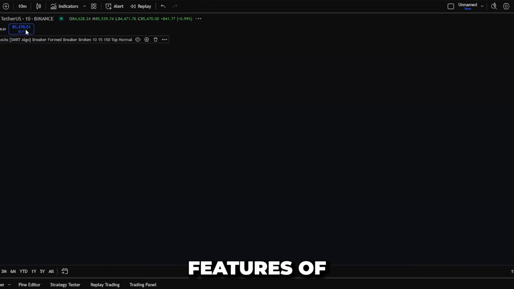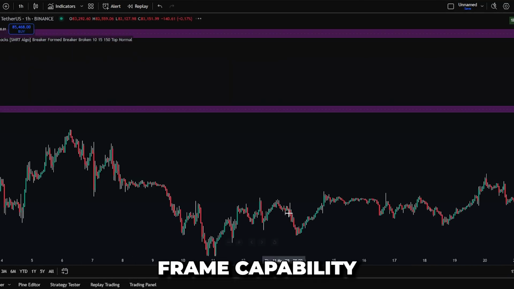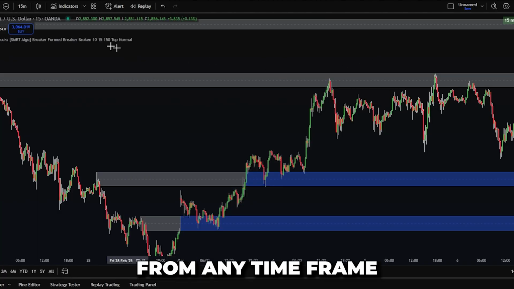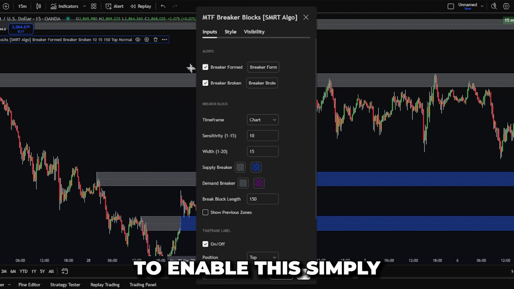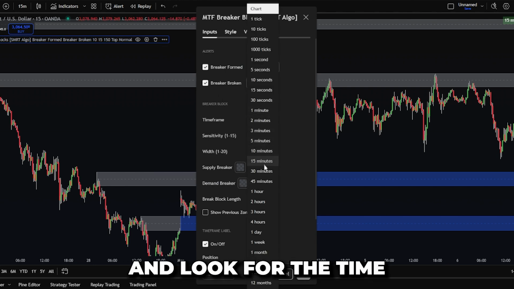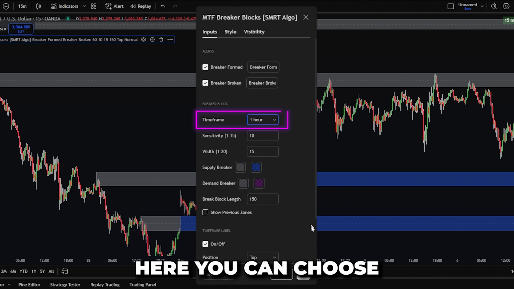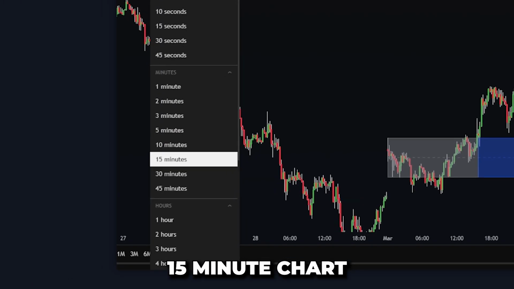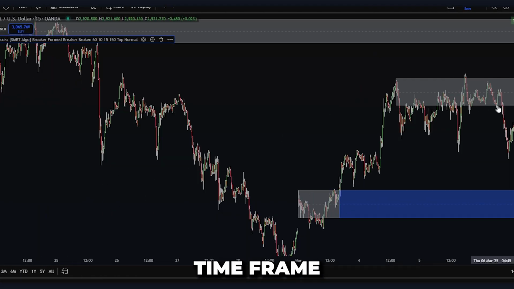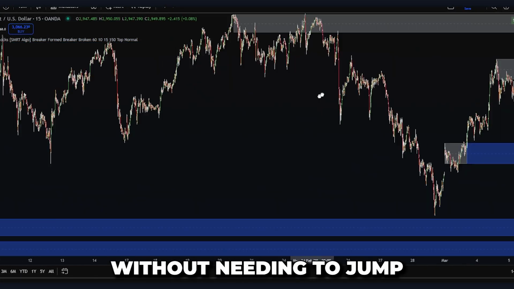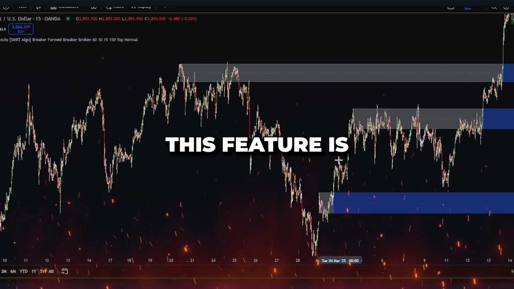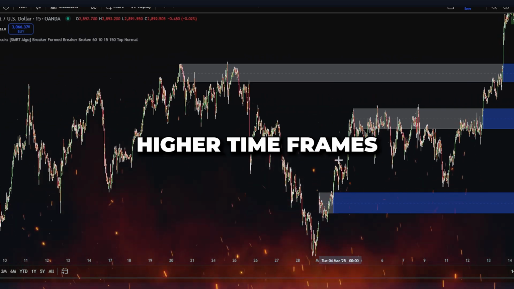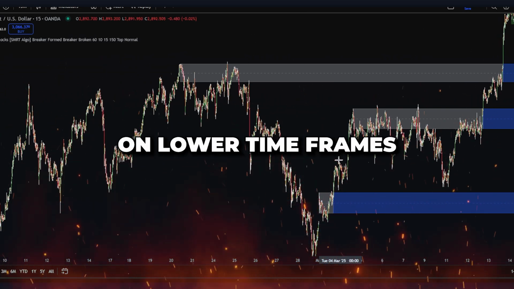One of the most powerful features of this indicator is its multi-time frame capability. Instead of constantly switching between charts, you can view breaker blocks from any time frame while staying on your preferred chart. To enable this, simply go to the indicator's settings and look for the time frame option. Here, you can choose which time frame's breaker blocks you want to see. For example, you can be on the 15-minute chart while viewing breaker blocks from the 1-hour time frame, giving you a broader perspective without needing to jump between different views. This feature is a game changer because it lets you spot major market moves developing on higher time frames while still executing precise entries on lower time frames.